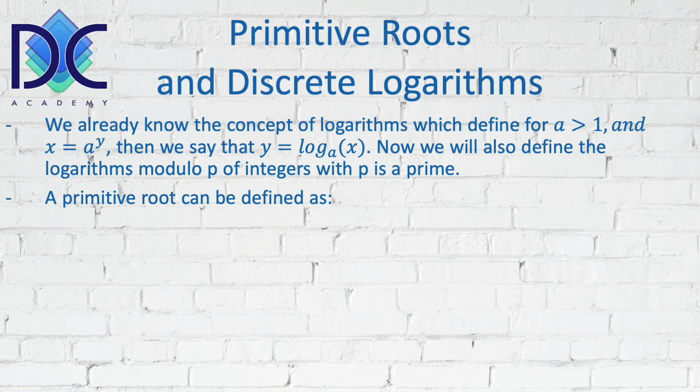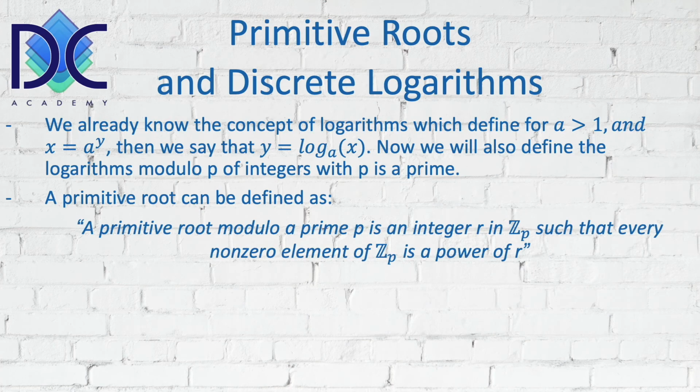First of all, a primitive root. What is a primitive root? A primitive root modulo a prime p is an integer r in Zp such that every non-zero element of Zp is a power of r. That's in fact the definition. We will see what that means in reality with an example.